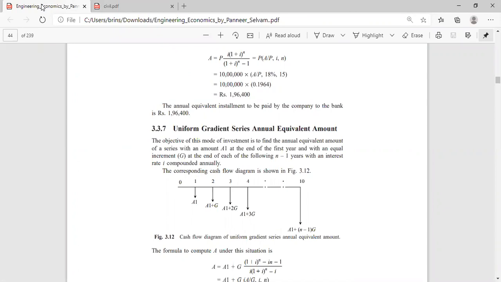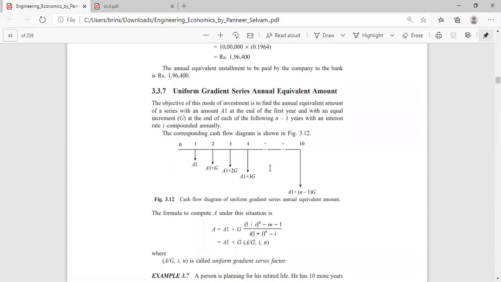First, let's see the uniform gradient series, annual equivalent amount. To understand the gradient series, it is a series of annual payments in which each payment is greater than the previous one by adding some constant amount, that is, an equal increment.